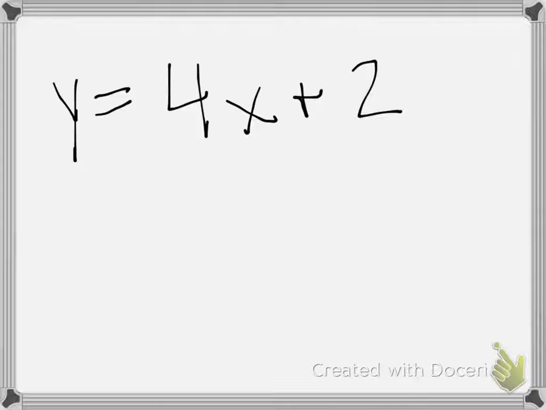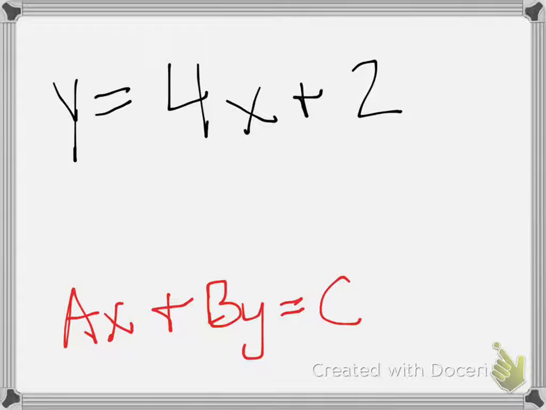Okay, next, I need to put these next examples in standard form. Right now, this is in slope-intercept form. So if we think about standard form, I need it to have ax plus by equals c. And right now, my x and my c are on the same side. So I have to think to myself, well, I need to move this x. X has got to be on the same side as y. So I'm going to draw a line down the middle. I've got to get this 4x on the left side.